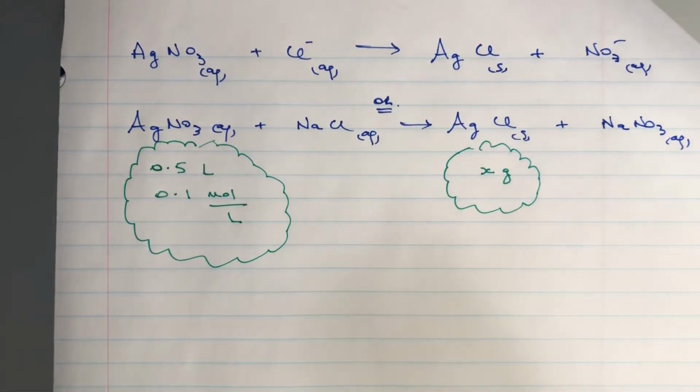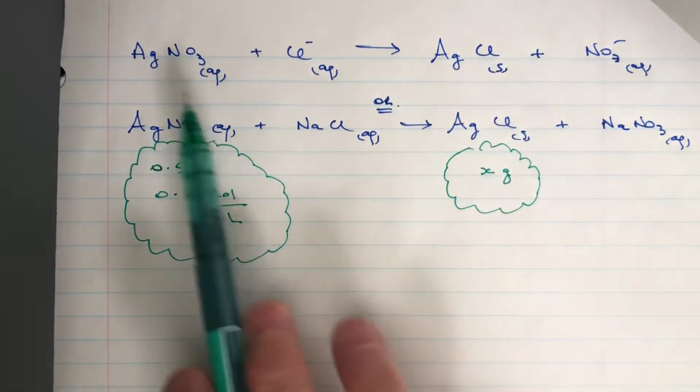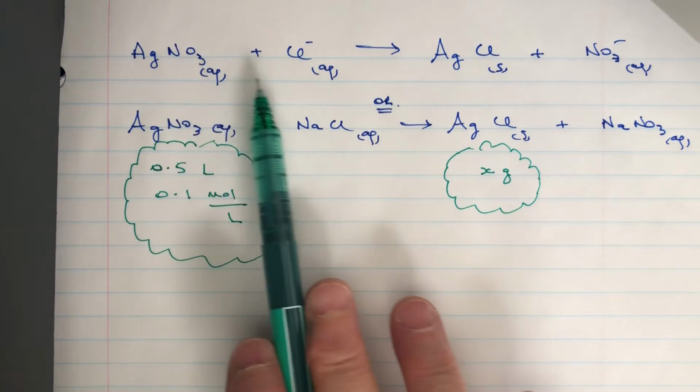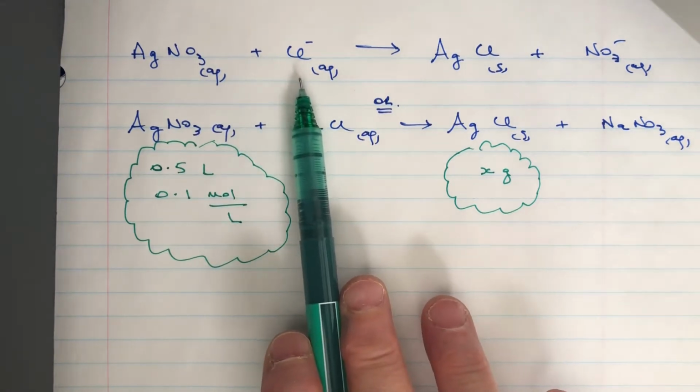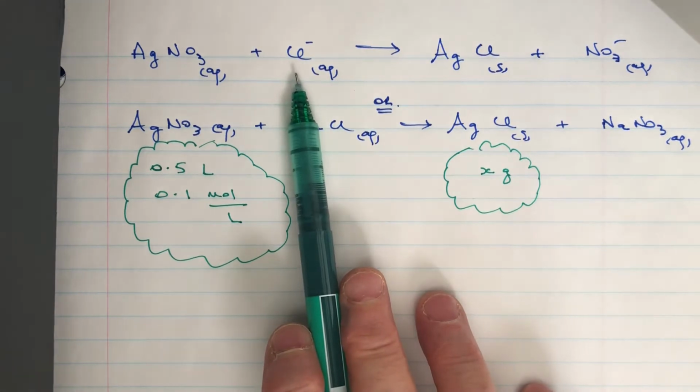All right, let's do a little solution stoic. This is the question that's on page 24 of your workbook. I've already written out the reaction up at the top. It talks about a solution of silver nitrate reacting with chloride ion. And because it's just chloride ion, I included it as just chloride ion right there.